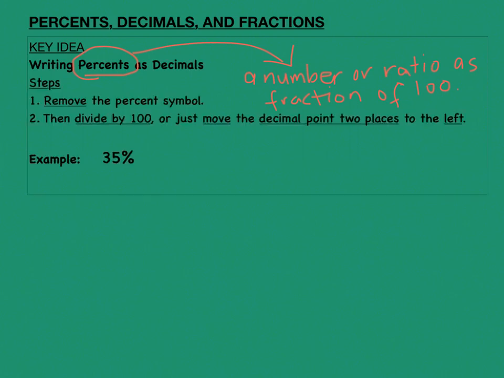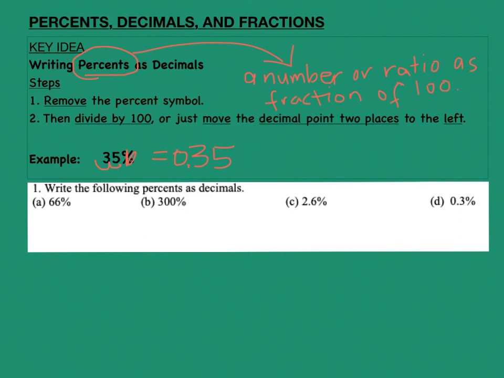Step 1. Remove the percent symbol. So rewrite 35% as 35. And then step 2. Divide by 100 or just move the decimal point 2 places to the left. So after you remove the percent symbol, move the decimal point from the end of 35, after the 5, 2 places to the left. So you end up with 0.35. Therefore, 35% can be written as 0.35 as a decimal.